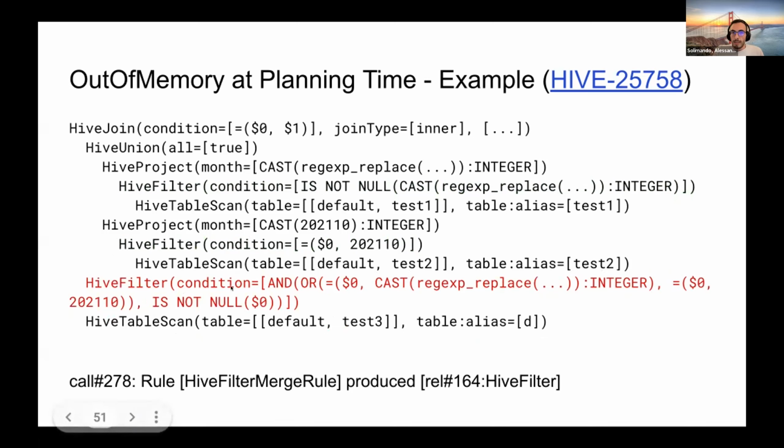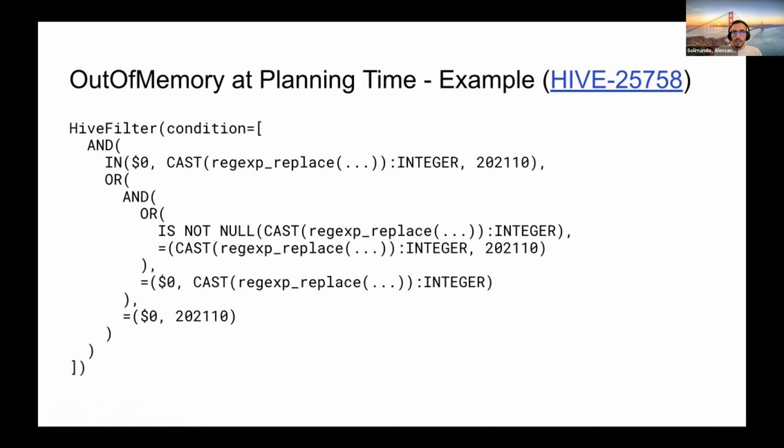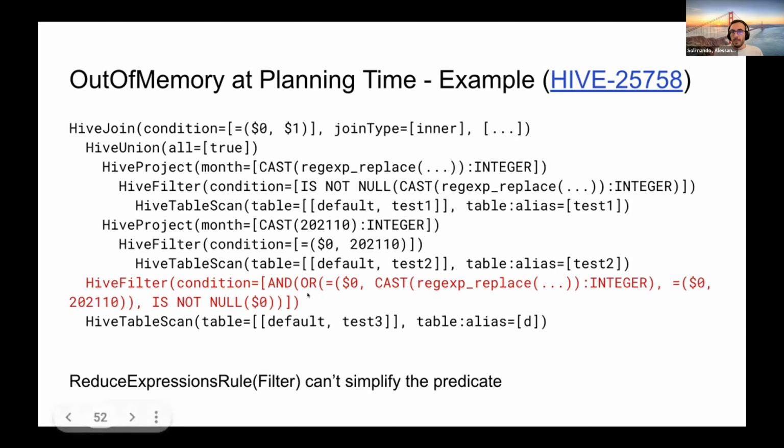So at this point, the is not null should be simplified, because both operands of the OR are equalities against expressions that should allow this is not null to be removed. But this was not happening in the version of Calcite we had. So this simplification opportunity was missed. And at this point, what happens?